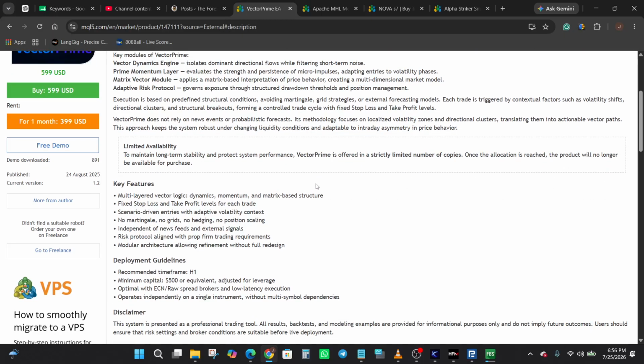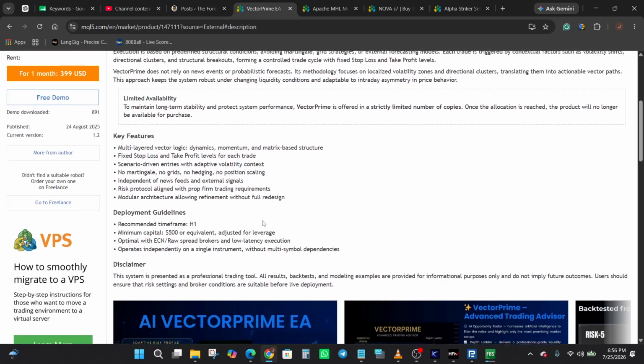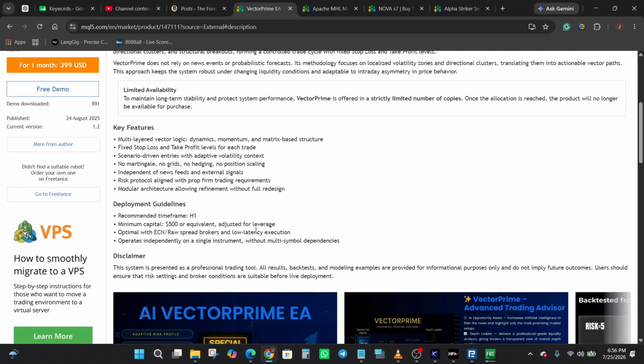On deployment, the recommended time frame is H1, minimum capital is $500 or the equivalent adjusted for leverage, and it is described as working best with ECN or raw spread brokers and low latency execution. It is also built to operate on a single instrument only without dependencies across multiple symbols.